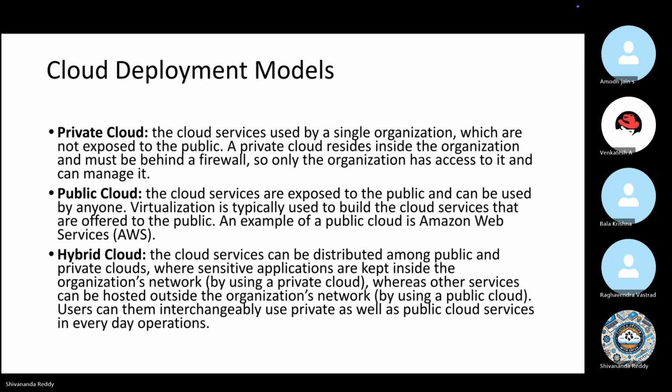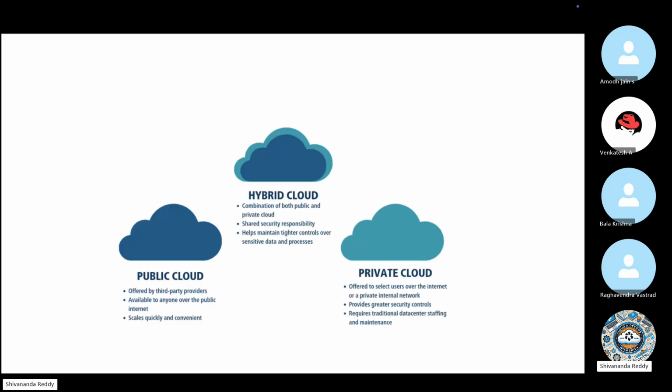That's it. Then what is hybrid cloud? The cloud services can be distributed among the public and private. Hybrid is nothing but a combination of both public and private. Sensitive information and sensitive applications are kept inside the organization's network by using private cloud, whereas other services can be hosted by using a public cloud. So users can interchangeably use private as well as public cloud services in everyday operations. Public can be used, private can be used; the combination of both we call a hybrid cloud.